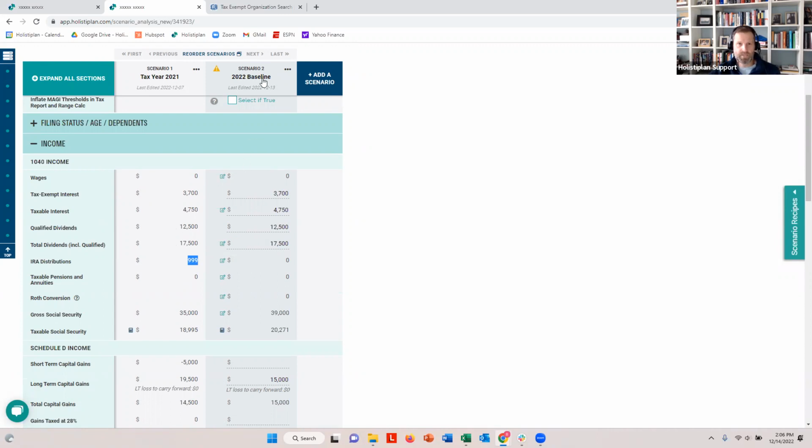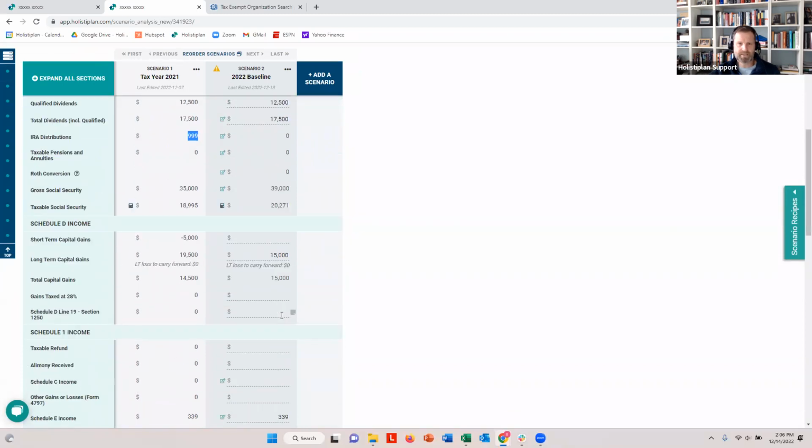So here they are in 2022, and I already preloaded this a little bit. I'm assuming they have the same income coming in from investment income, and I've upped their Social Security amounts by a little bit, but that's really it.